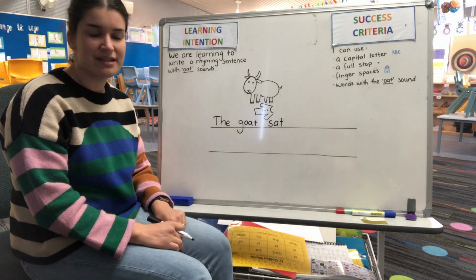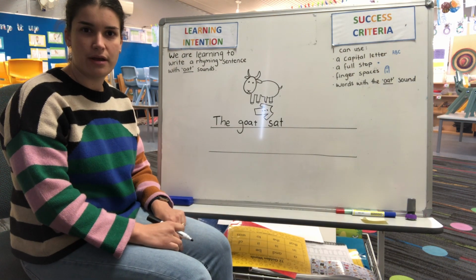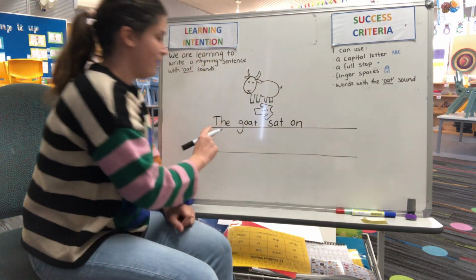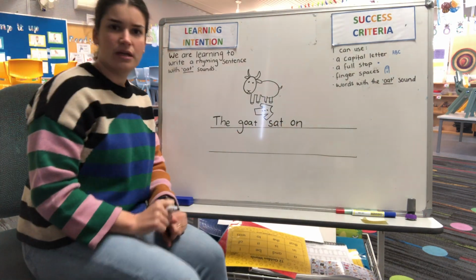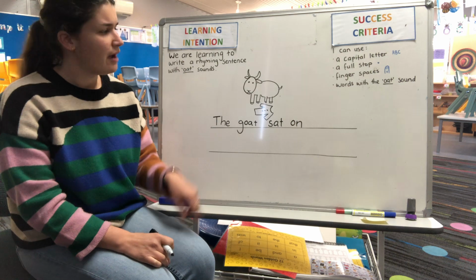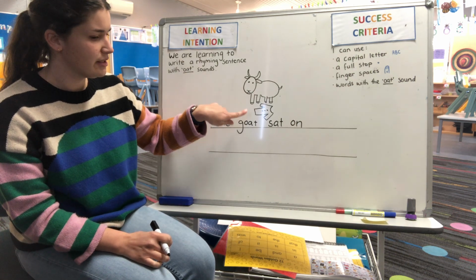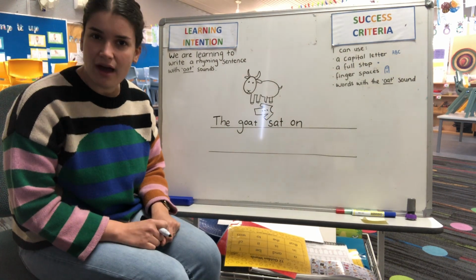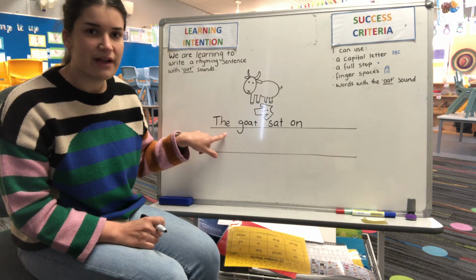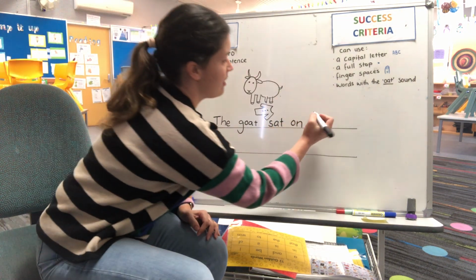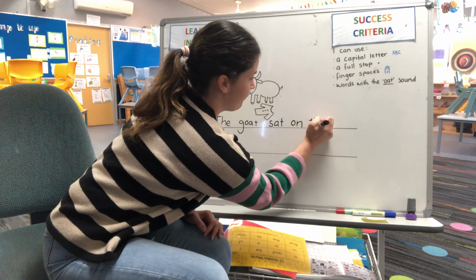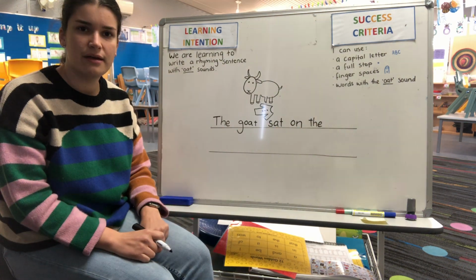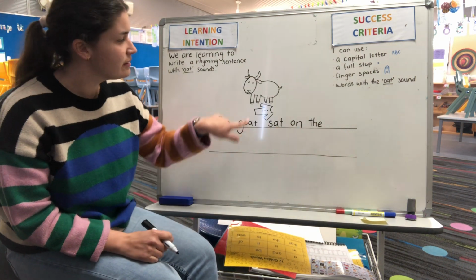The goat sat on. How do we spell on? That's right. O-N. The goat sat on. Do you remember what the goat sat on? I can see in my picture here that the goat sat on a coat. The goat sat on the. We've already used the and it's one of our sight words, so we can write it again. The. The goat sat on the, and the last word in our sentence is coat.